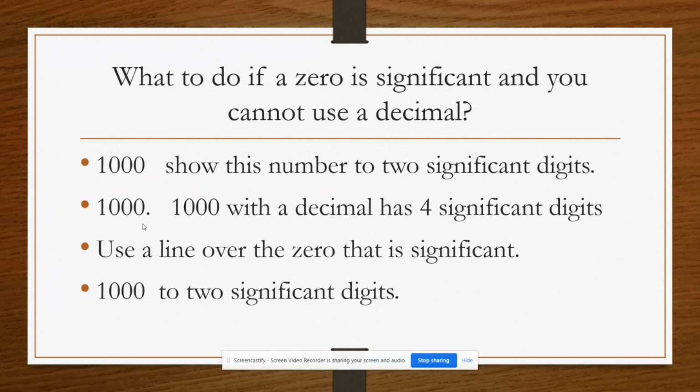But sometimes we only measure to the hundreds, and we want to show that. So how do we do that? We put a line over the 0 that is significant, just like that. So now we have 1, 2 significant digits, and that line shows us where we're going to stop counting.